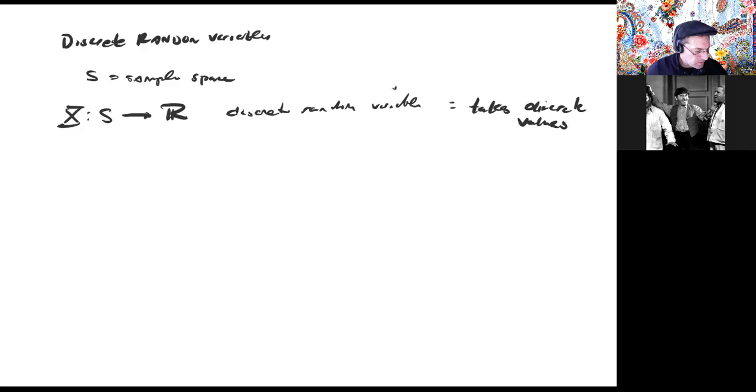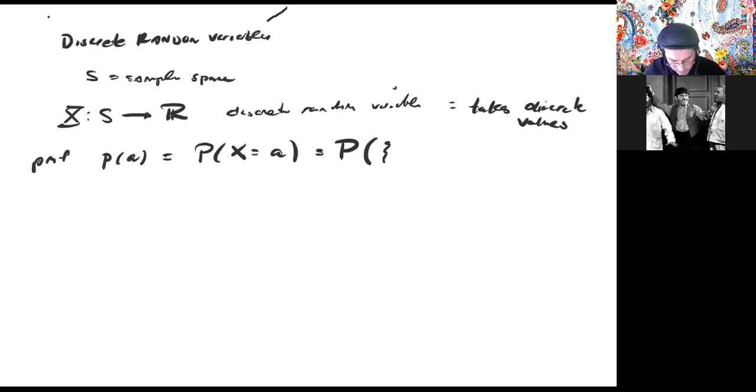And we defined the PMF of a discrete random variable, the probability mass function, to be the function given by taking a real number a and assigning the probability that X equals a. This is shorthand notation for the probability of the event given by all elements s of the sample space having the property that X of s takes value a. So that's the definition of the probability of X equals a.